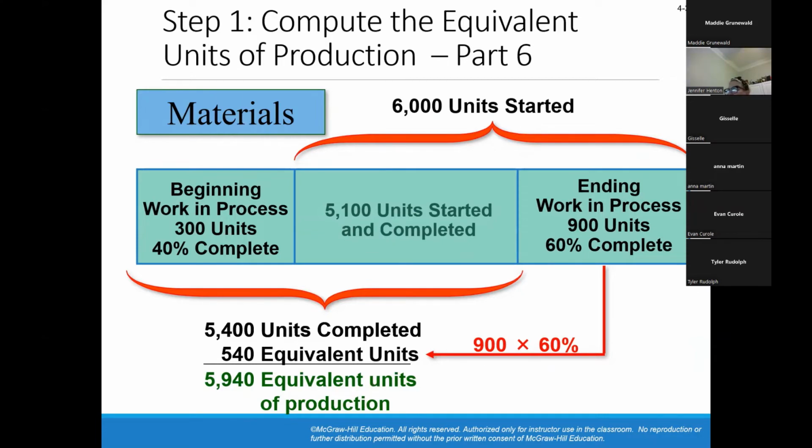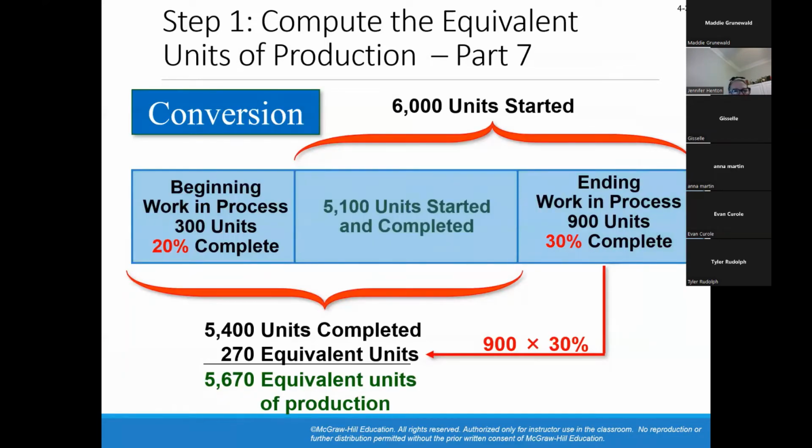And then we have 5,100 units that were started and completed. And then we had an ending work in process of 900 units, 60% complete. So you have 5,400 completed, and then you have 540 equivalent units. 5,940 is your equivalent units of production, which is what we just calculated. And then you can do the same thing for the conversion. So we started with 300 units at 20% complete. We have 5,100 units started and completed. And then we had 30% of the 900 units in that ending work in process. So when we do the math, it comes out to 5,670.